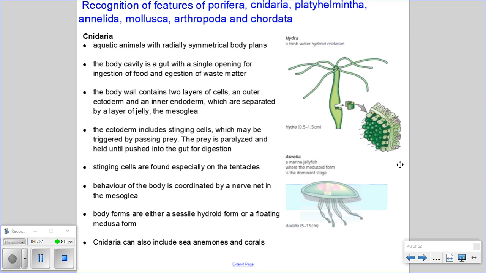Behavior of the body is coordinated by a nerve net in the mesoglea. Body forms are either a sessile hydroid form or a floating medusa form. So here's the hydroid form, and then here is the medusa form. Cnidaria can also include sea anemones and corals.